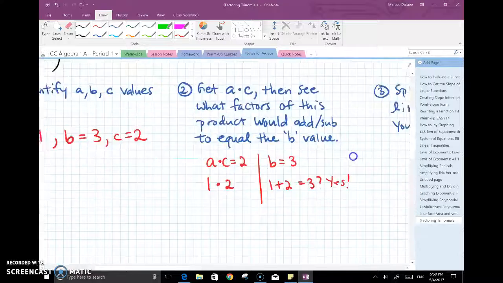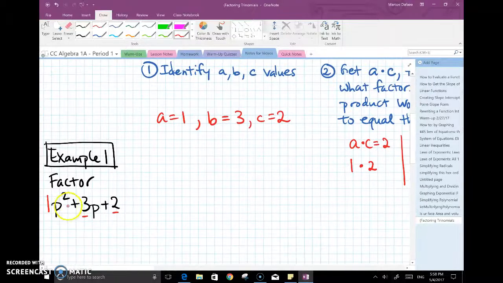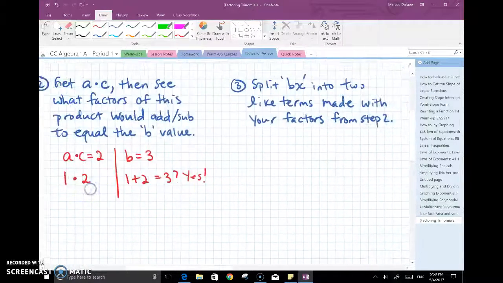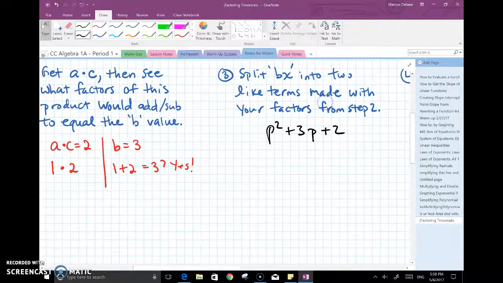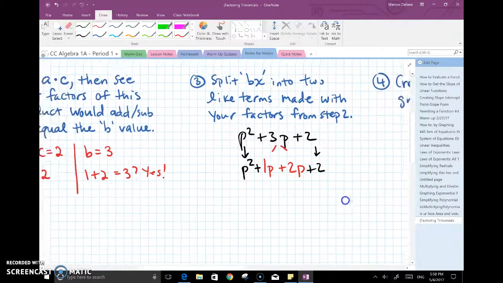So if we go back to our expression, over here we have p squared plus 3p plus 2. So I'll put that over here: p squared plus 3p plus 2. And we will represent our middle term, our 3p, as a combination of 1p and 2p. Again, 1 and 2 come from our factors which we figured out over here. The first term and last term fall in line. So p squared plus 1p plus 2p plus 2. Okay, and that is step 3.